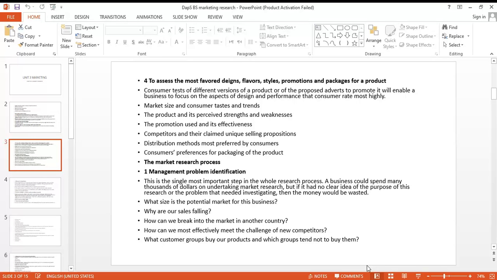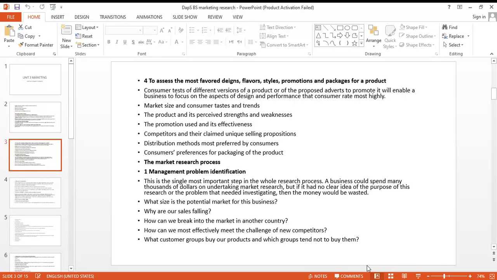If you don't have an idea of the purpose, remember that when we did the chapter on mission, what did we say? We said that the purpose of the business should be clear before you start the business. Your vision should be clear in your mind. So it's similar in the case of research as well. Your purpose of the research should be clear.